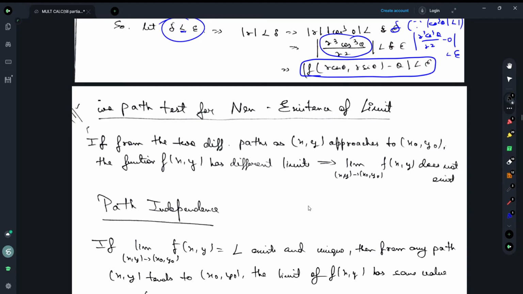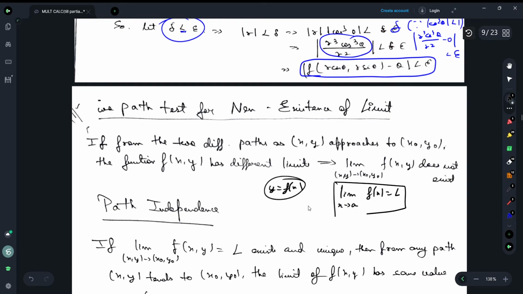When we had a single variable function, let y equal f(x), and suppose we have a limit as x approaches a. Now, when can we say that this limit does not exist? Remember, we used to say that if the limit as x tends to a plus of f(x) does not equal the limit as x tends to a minus of f(x), the limit of the function does not exist, right? So what did this basically mean?